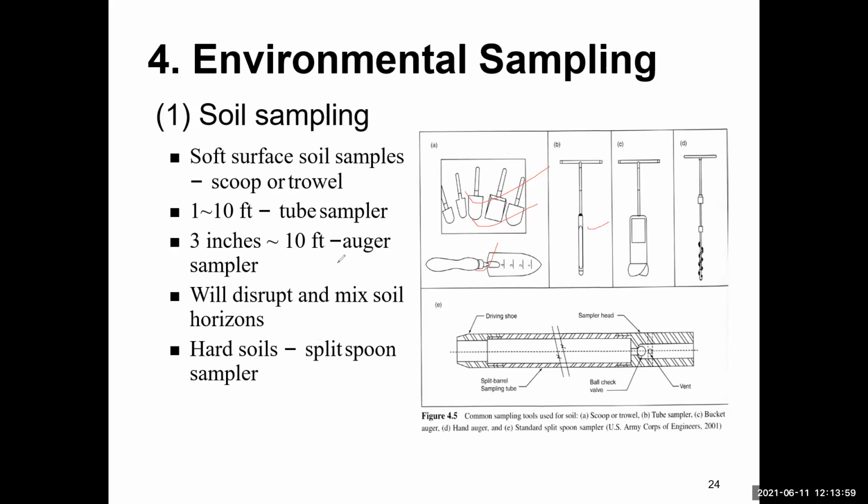The 3 inch to 10 feet angular sampler will disturb and mix soil horizons. And for hard soil, the split spoon sampler. So these are the soil sampling equipments. The dimensions are given: 3 inch to 10 feet, 1 foot to 10 feet. They will disturb and mix soil horizons. That is the environmental sampling collection for the soil sample.